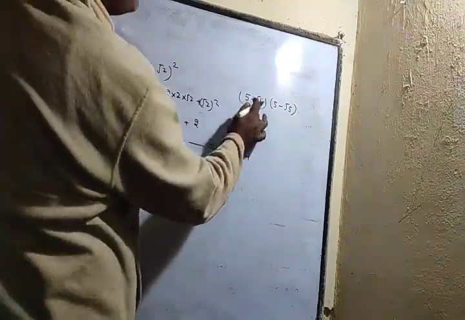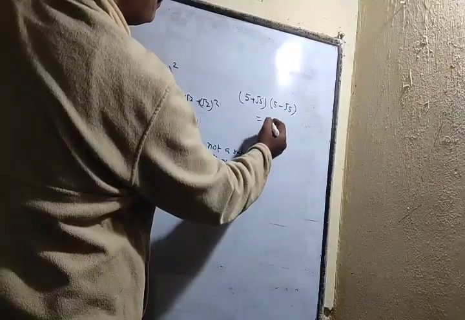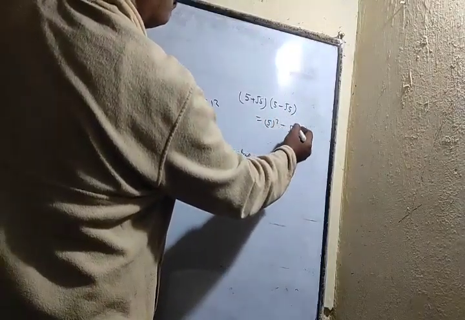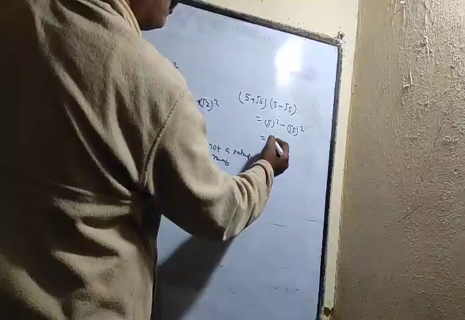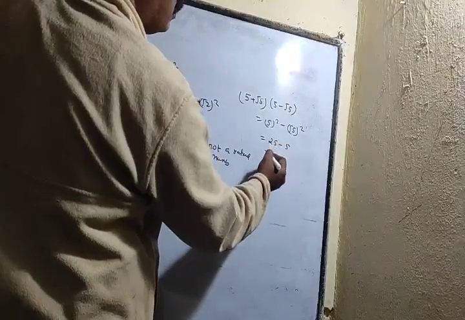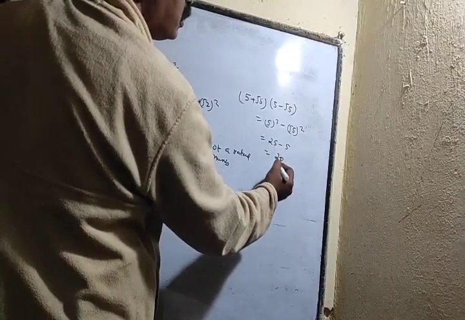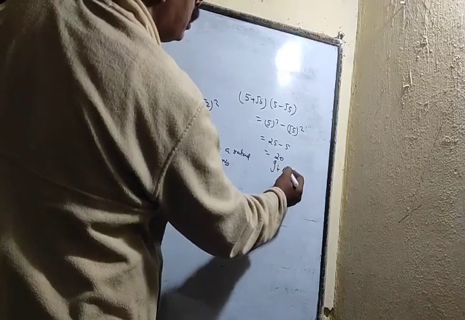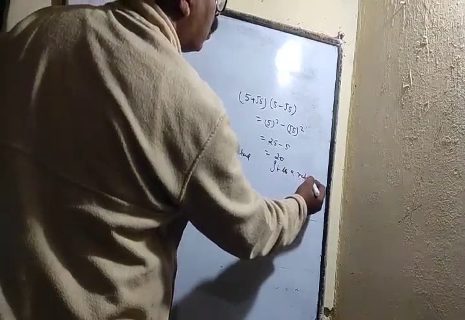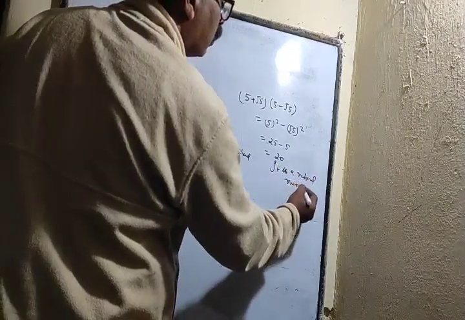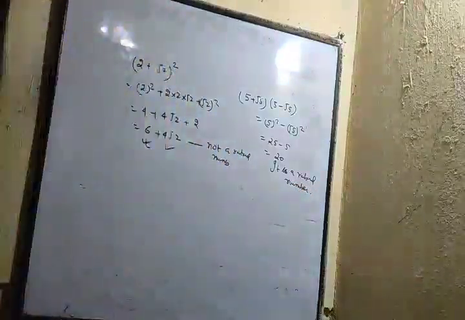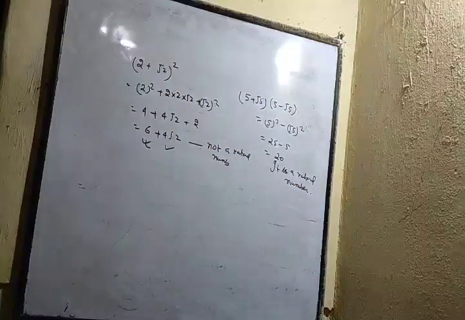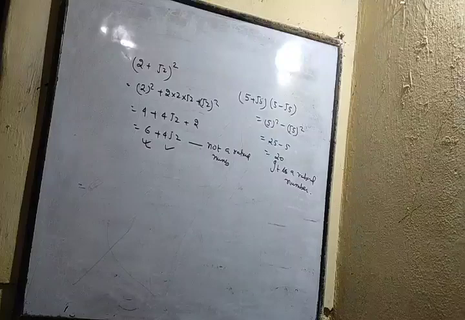Similarly, it is of the form (a plus b)(a minus b). So this will be 5 whole square minus (root 5) whole square. So it will come out as 25 minus 5, that is equal to 20. Since it is rational, your answer will be it is a rational number. So first you have to solve the expression and only then can you analyze whether it is rational or irrational.